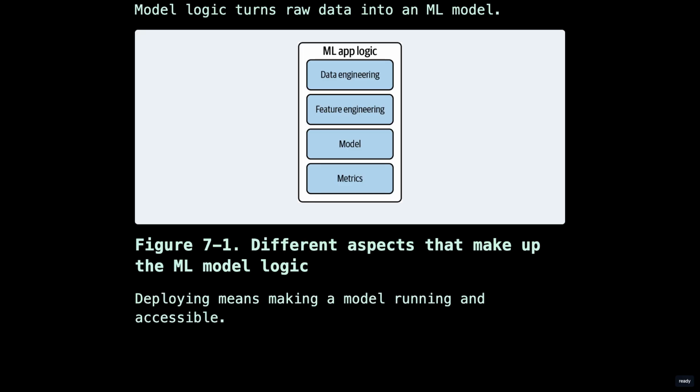Deployment usually means moving a model out of the development environment and into a place where other systems can reach it. A staging environment is for testing, while production is where users depend on the model for real work.